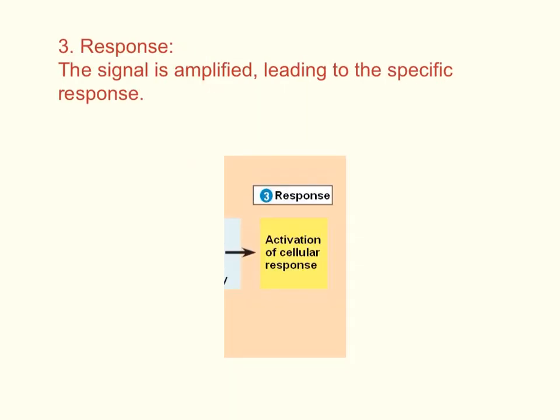After it's gone through the transduction, it has a response. So the signal is amplified, leading to the specific response that the cell needs to do. So after you go through everything, the activation of the cellular response takes place.